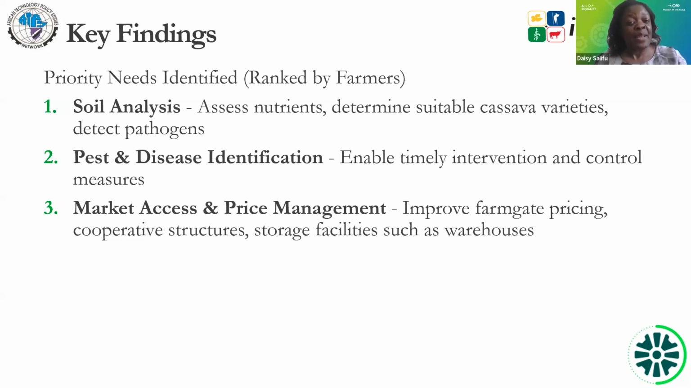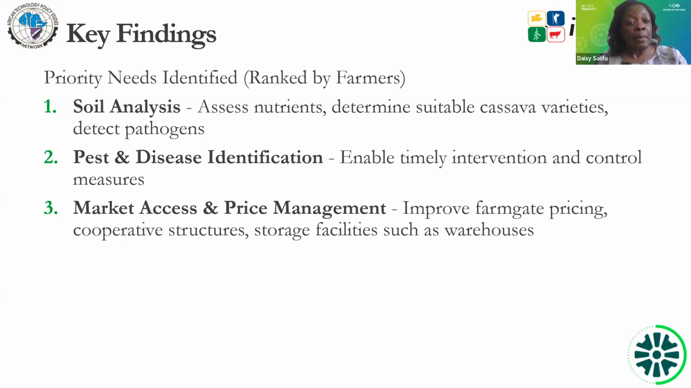Soil analysis. They were looking at, we need AI to be able to help us assess nutrients, determine suitable cassava varieties, and detect pathogens. And their other challenge, this next challenge, was pest and disease identification. This would, of course, enable timely intervention and control measures of pests and diseases.